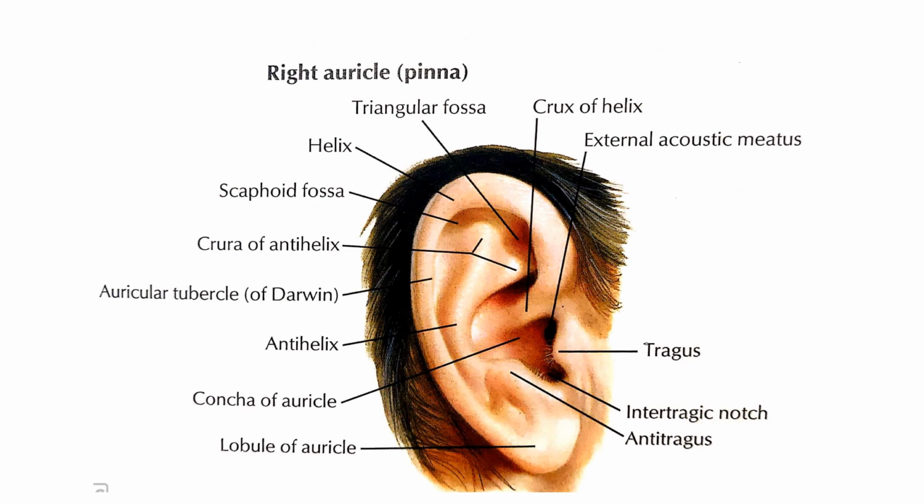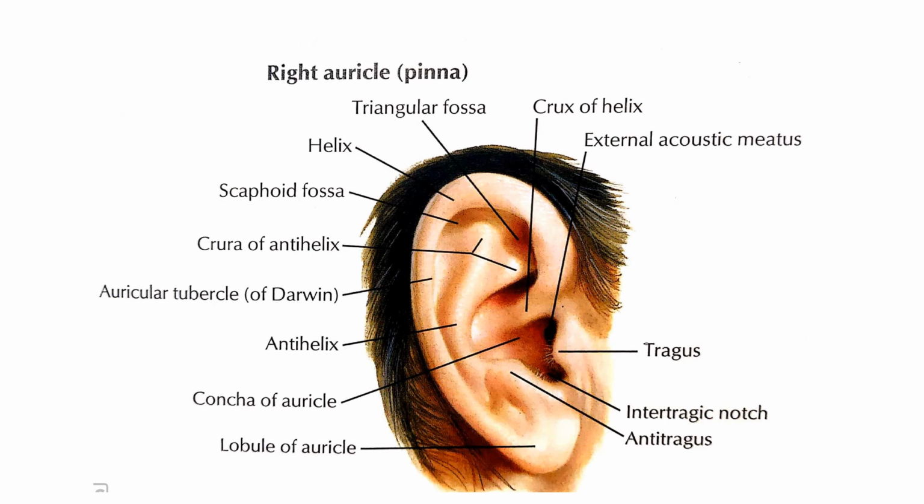So the external ear basically consists of the auricle and the external acoustic meatus. Today we are going to discuss the auricle, which is also called the pinna. What is the function of this auricle? It collects the sound vibrations from the ear. This is the basic function of the pinna.